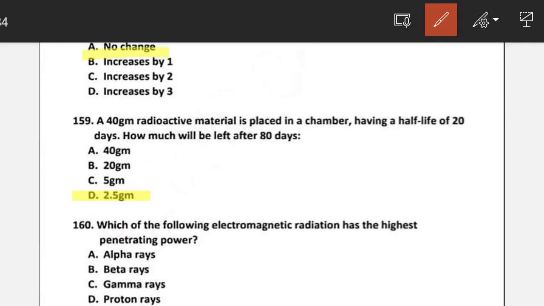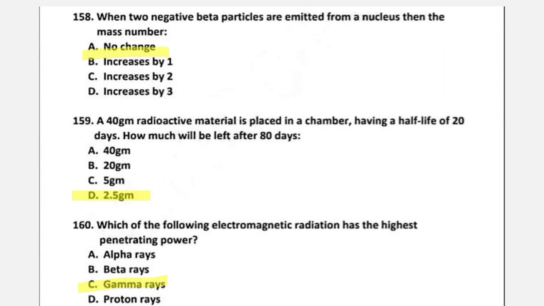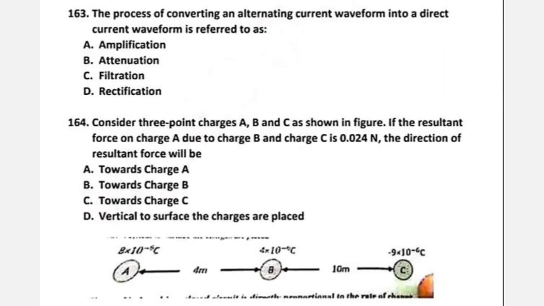Option A is alpha rays, option B is the beta rays, option C is the gamma rays, and option D is the proton rays. So the most penetrating power radiation are option C, gamma rays. So here the correct option will be gamma rays because they are the most penetrating of all the radioactive radiations.